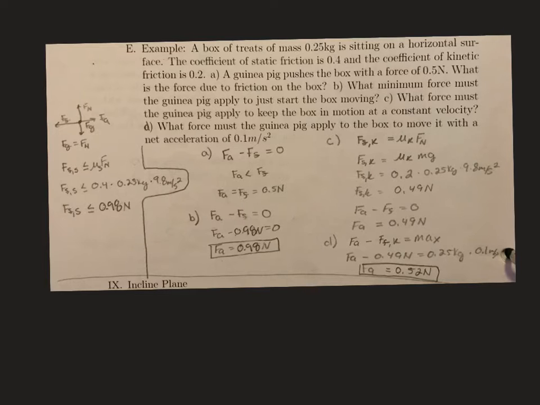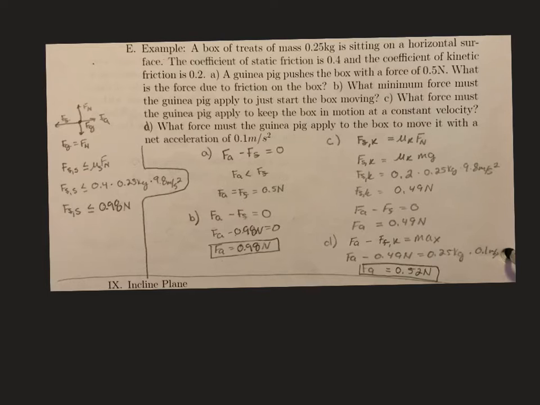And then we want to know what minimum force must the guinea pig apply to start the box moving. And then we want to know what force must the guinea pig apply to keep the box in motion at a constant velocity. And then finally in part D, we want to know what force must the guinea pig apply to the box to move it with a net acceleration of 0.1 meters per second squared.